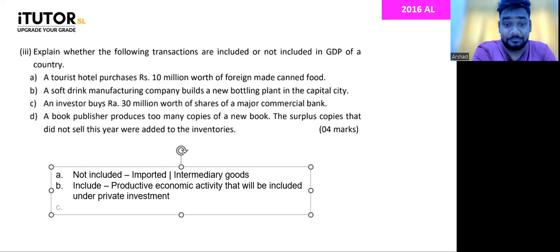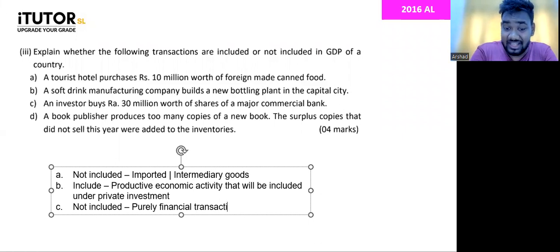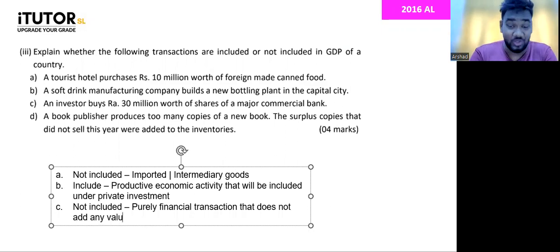Right. Part C. An investor buys rupees 30 million worth of shares in a major commercial bank. Included or excluded? This is not included. Why is this purchasing of shares not included, or in other words excluded? Because this is a purely financial transaction that does not add any value. There is no productive economic activity taking place.